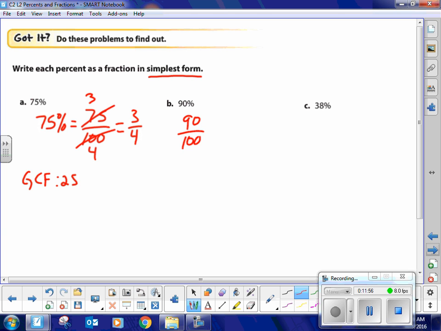And then simplify. I can look at this and tell that the GCF between 90 and 100 is 10. Okay? So I'm going to pull out a 10. Let me just move this over.